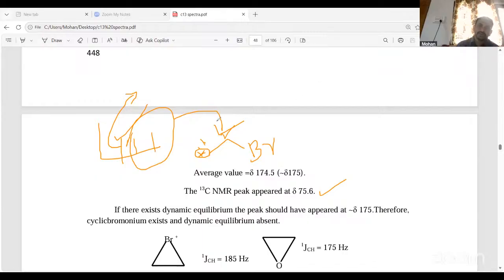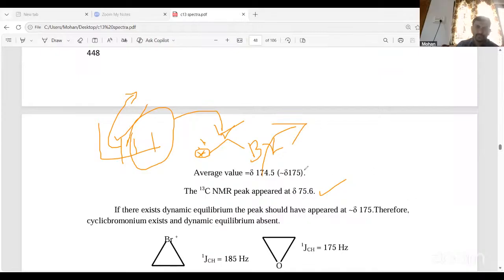So in the forward reaction, for example, in C13 one carbon is showing 310 and another is showing 39. After the interconversion, the carbon carrying the positive charge is showing 174 here. Okay, 174 signal.